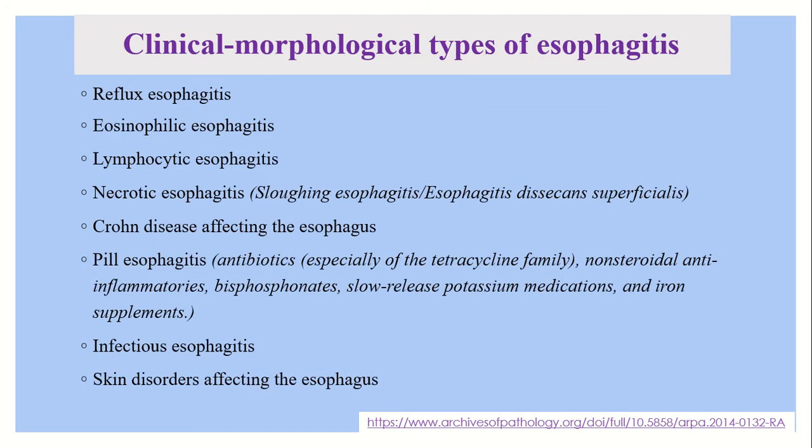Here is another classification of esophagitis, the clinical morphological types: reflux esophagitis, eosinophilic esophagitis, lymphocytic esophagitis, necrotic esophagitis, or as we also call it, sloughing esophagitis, then Crohn's disease affecting the esophagus, and pill esophagitis from the use of some drugs, for example antibiotics, especially the tetracycline family, non-steroidal anti-inflammatory drugs, and so on. Then infectious esophagitis and skin disorders affecting the esophagus.